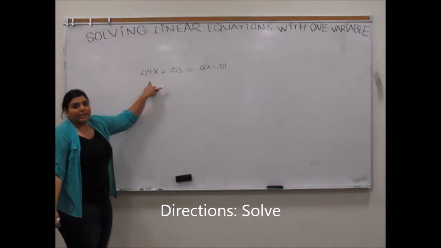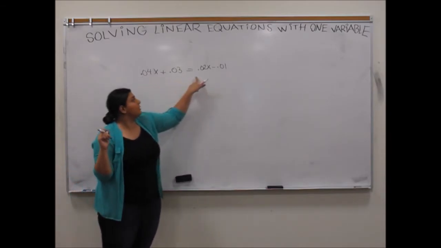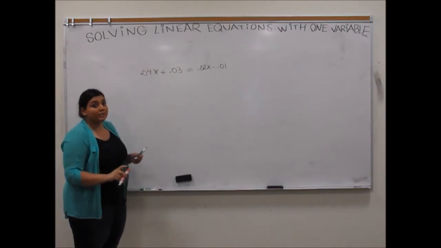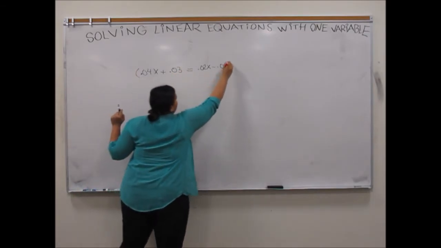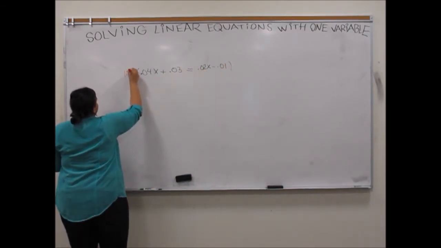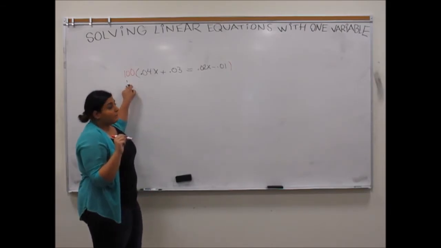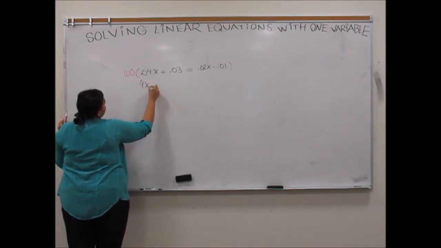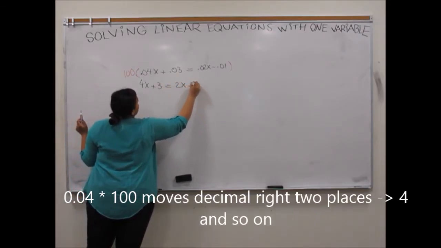So what if we have this? Notice the difference between this example and the previous one is that here I have two decimal places, whereas I like to call it hundredths. If I have hundredths, I have to multiply everything by 100 to get rid of those decimals. So I'm going to multiply everything by 100. If I do that, I'm left with 4x plus 3 equals 2x minus 1.